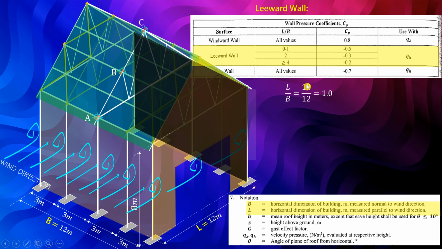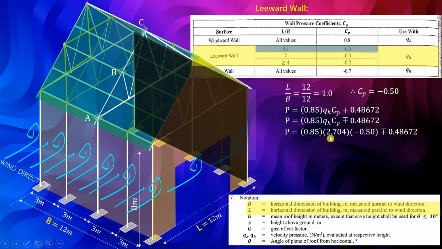So, bali, yung L over B natin is 12 divided by 12. So, we have 1.0. So, meaning, andito yan. Okay. So, thus, yung CP natin is negative 0.5. By the way, we are permitted to use linear interpolation for this. Okay. Again, andyan yan sa footnote. So, CP is negative 0.5. So, ngayon, yung magiging formula natin, since we're going to use QH, so magiging QH siya dito. Multiplied by CP minus plus 0.48672.